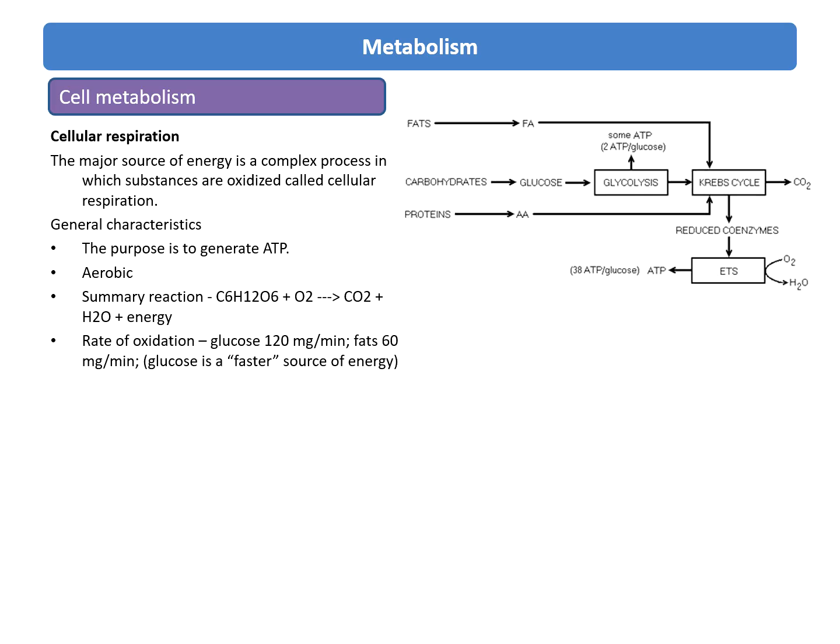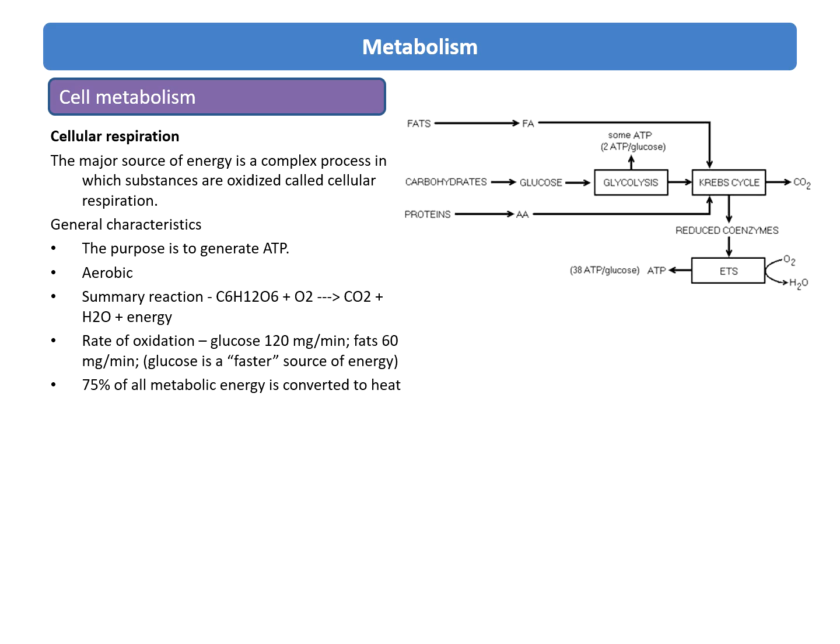The rate of oxidation varies. For glucose, 120 milligrams per minute. Fat, 60 milligrams per minute. So glucose is a faster source of energy, so to speak.